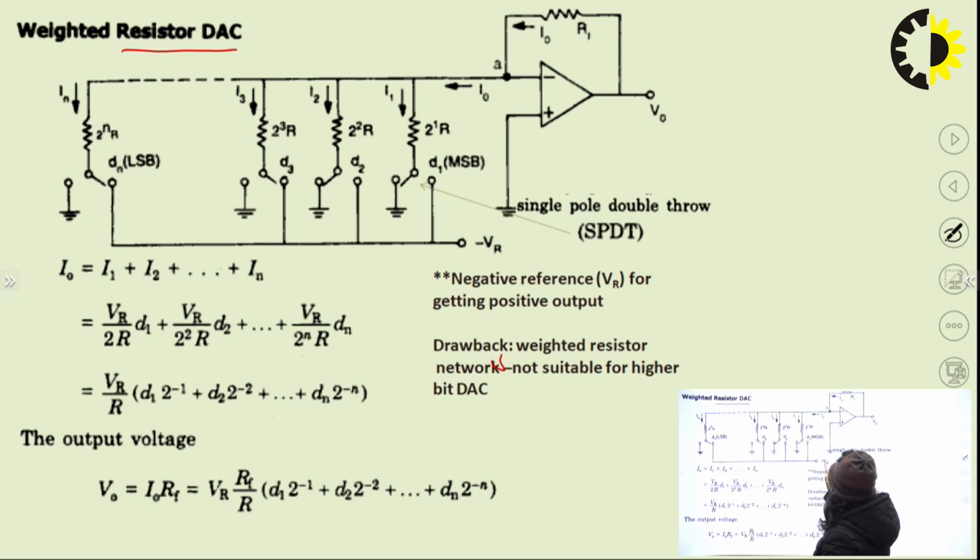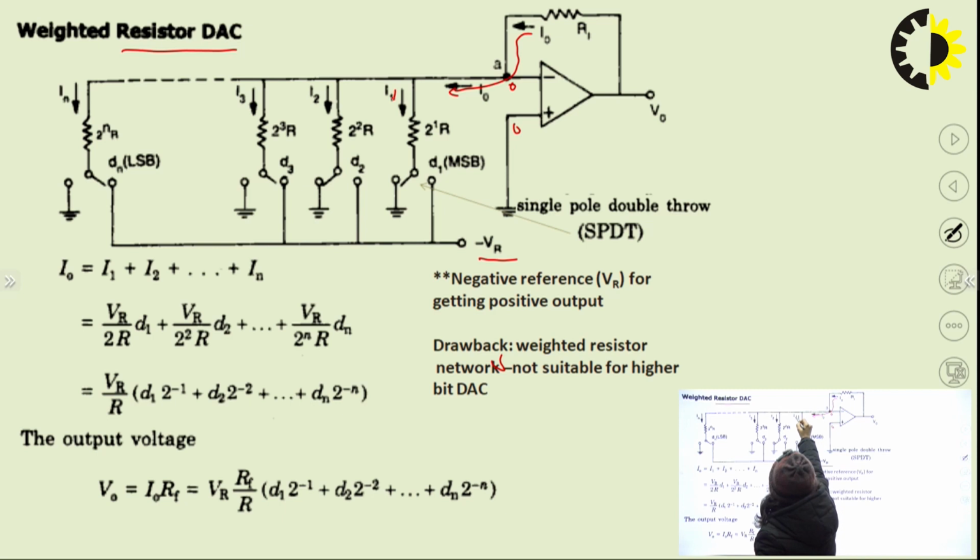For binary input, we take the reference voltage negative, that is minus VR, so that the current will come out to be positive. So, in this example, as this terminal is ground, and as Ri is infinite, point A will also be at 0, and using this equation, I naught is equal to I1 plus I2 plus I3 up to IN.